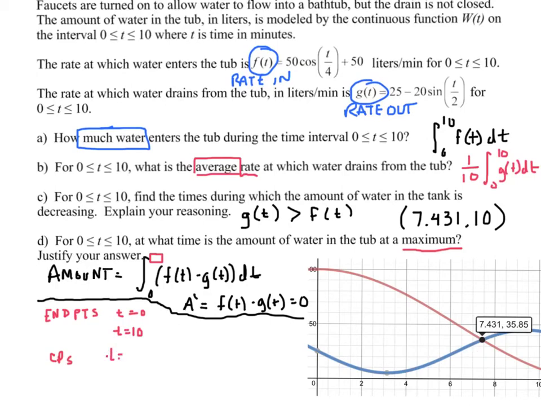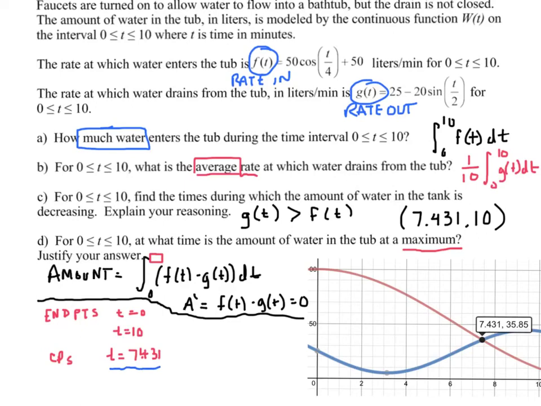Now, to actually justify this, I would think about the candidate test. Candidate test, remember, says actually find the amounts. So how I would do that is I would plug these 3 values into my calculator and do the integral and see which one has the maximum amount of water in the tank. It will end up being the critical point, as it usually does.